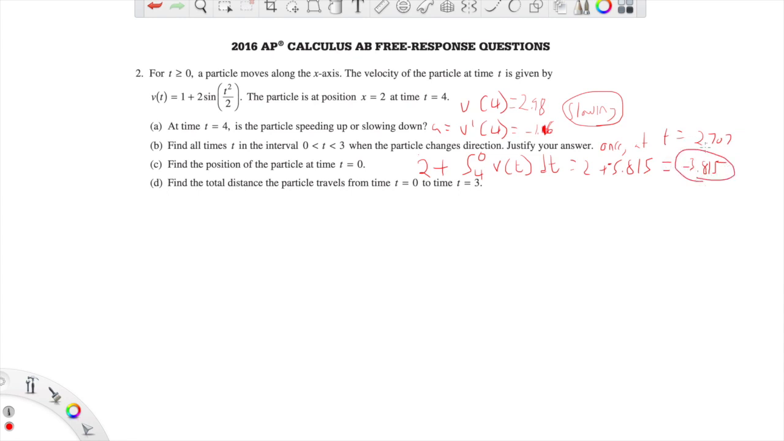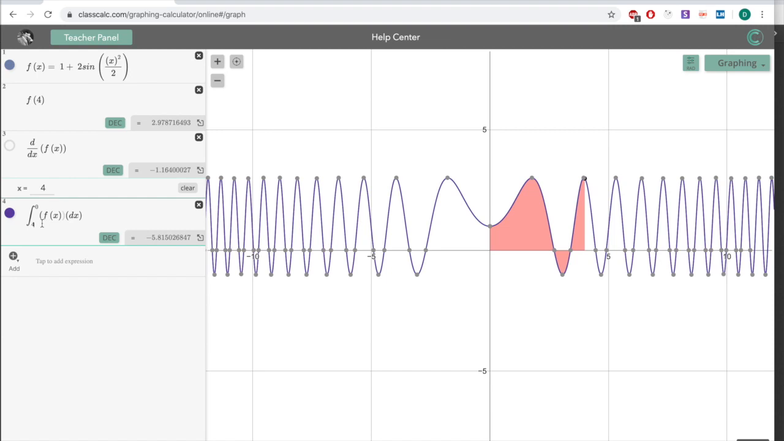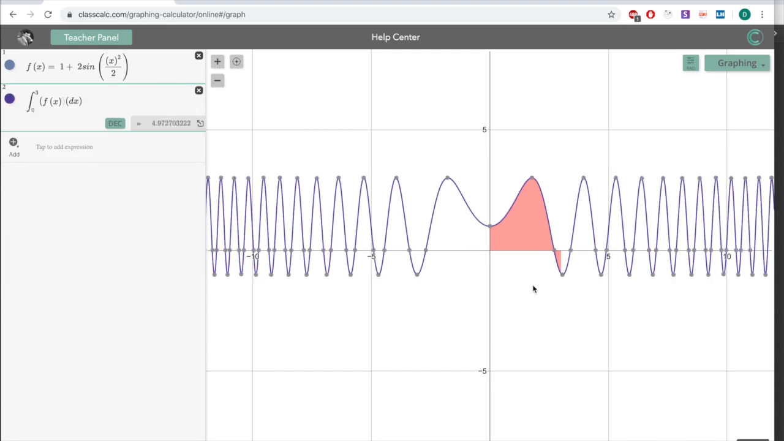And now the last part asks us to find the total distance that the particle travels from time t equals 0 to t equals 3. This is a very easy one to lose some points on, because if you just took the integral, well, let's actually look at the graph, right? And let's go ahead and take the integral on the graph. I always say that it's nice to have a graphing calculator in front of you because it's really good to get a graphical representation. Let's take the integral from 0 to 3, right? So 0 to 3, and then let's get rid of these two out of our way.